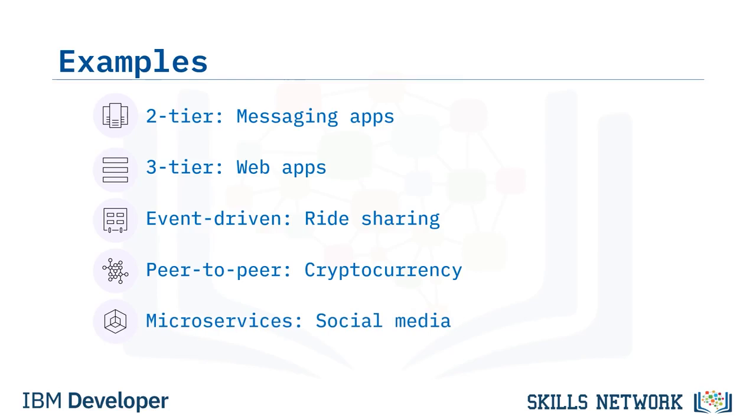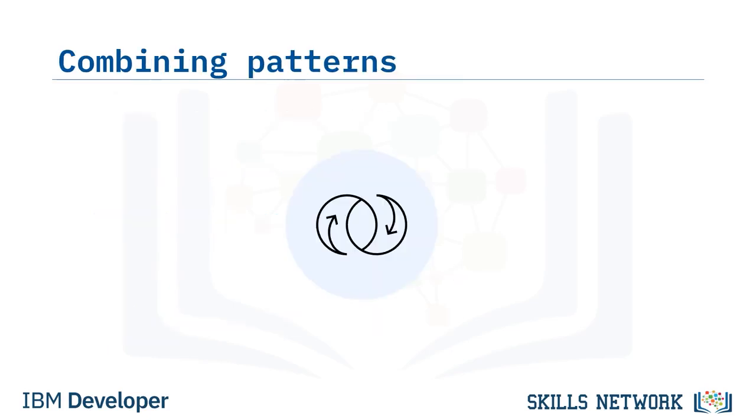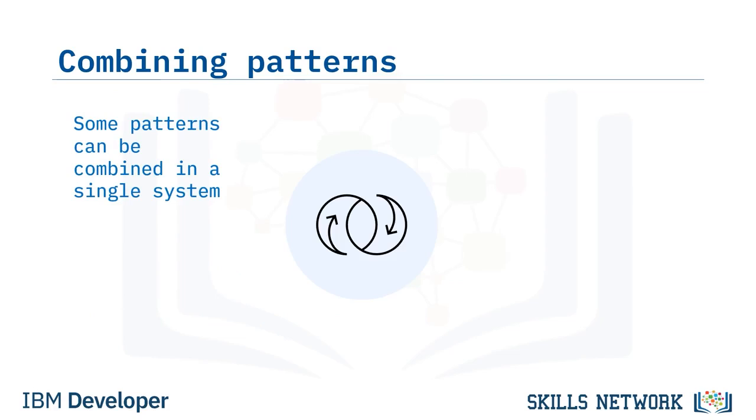Finally, social media sites are composed of microservices. A user has an account, and that account can request different services, such as adding friends, targeted ad recommendations, and displaying content. Architectural patterns are not necessarily mutually exclusive. In other words, two or more of these patterns can be combined. For instance, a three-tiered architecture can also be microservice-based, or a peer-to-peer architecture can also be event-driven.